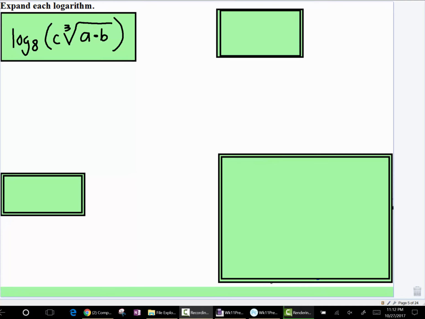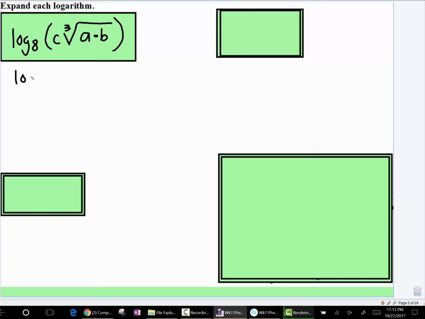Okay, we're just going to do a few problems to review from what we did last week. So I'm going to quickly go through these. We need to use the properties of logarithms. So this is the log base 8 of c times the cube root of a times b. There is a lot going on here. There's two different types of multiplication, plus there's a power involved.